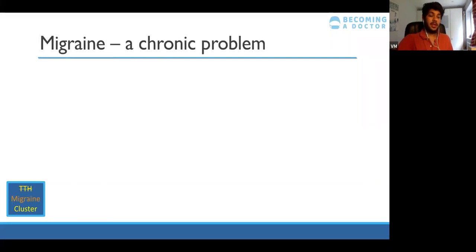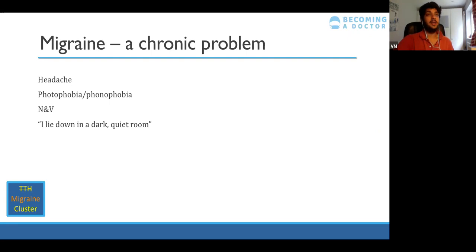The next one, really important one, is migraine. This is a chronic condition that affects a lot of people. And the important symptoms of migraine are, one, headache, of course, this sort of throbbing unilateral headache, typically. Photophobia or phonophobia. So that means that they tend to avoid the light and they tend to avoid loud noises. And also there might be associated nausea and vomiting.